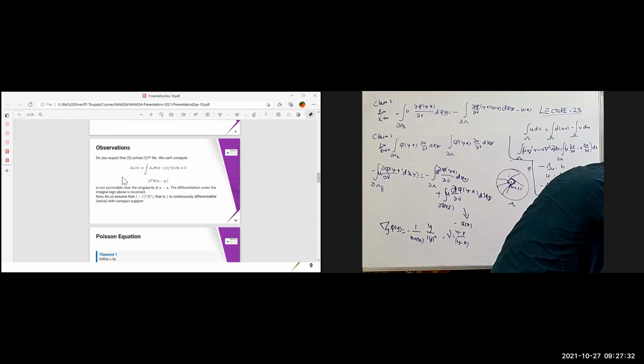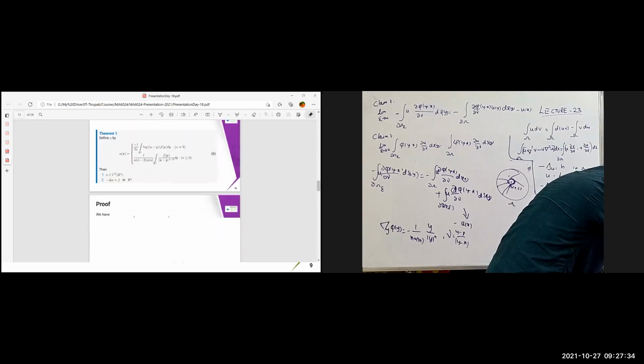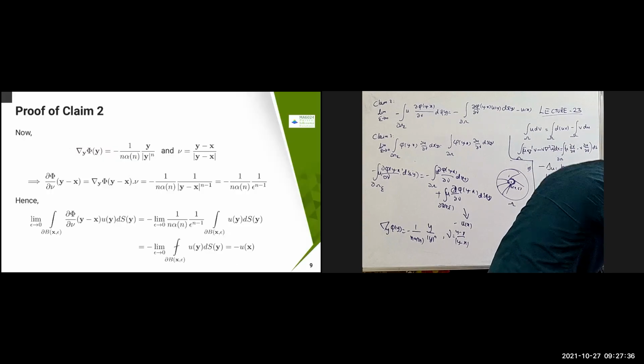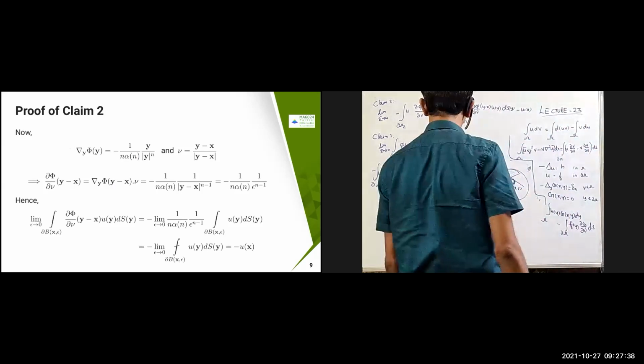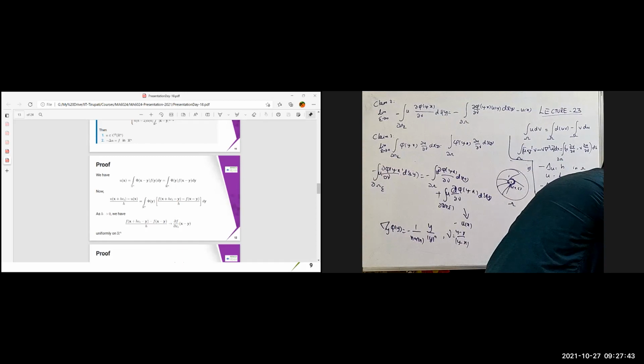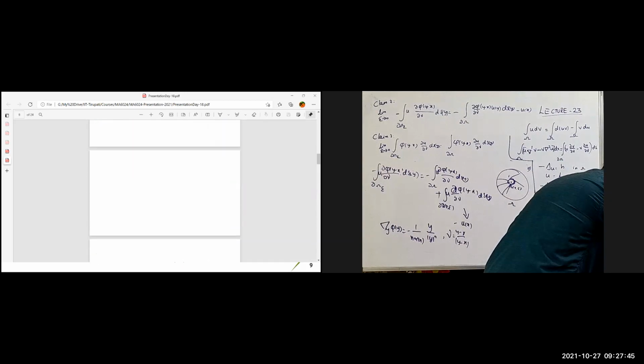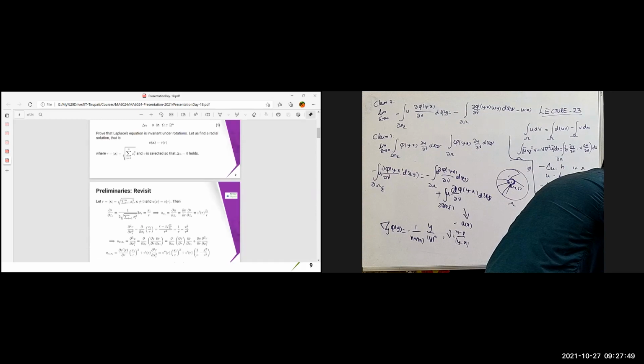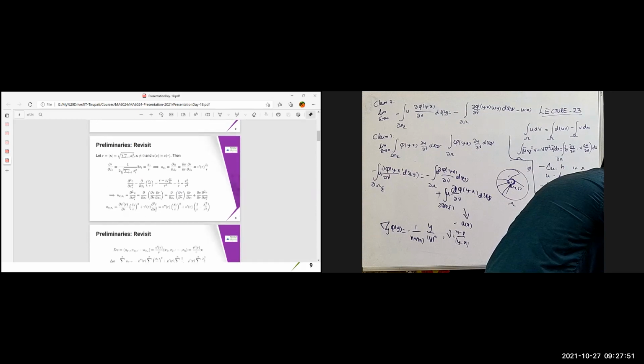From the same thing, we are going to claim similar kinds of things in this problem. This ∇_y Φ(y) is also there, y by |y|^n, so that also we have here. You can remember how we obtained this u of x equal to, and so on. The same formula we are going to use here.